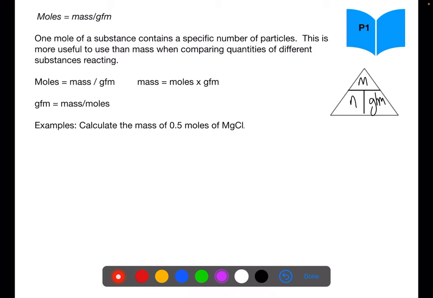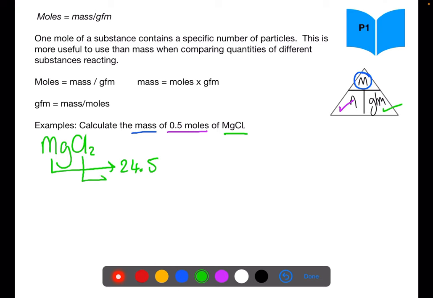In this question, we're trying to calculate the mass of 0.5 moles of magnesium chloride. So here we've been given the number of moles, and because we have the formula for magnesium chloride, we can find the gram formula mass. If we take the formula for magnesium chloride, we have MgCl2. Mg has a relative atomic mass of 24.5. For chlorine, it has a relative atomic mass of 35.5, and we have 2. This means overall, the gram formula mass is 95.5.